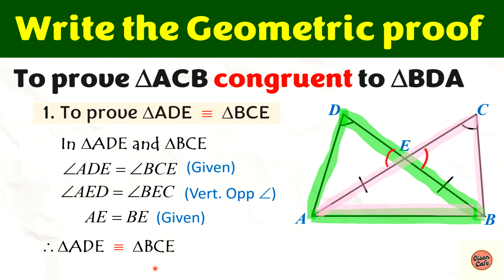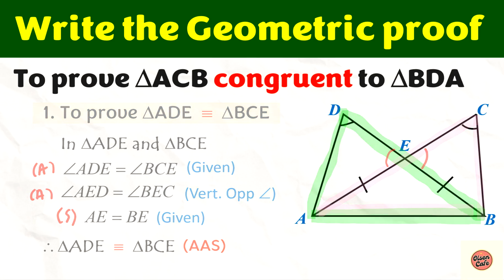But just writing this is not enough. I will need to state the case. So what is the case? It's simply angle, angle, and side. So the reason that I'm going to use to prove that these two triangles are congruent is A, A, and S.